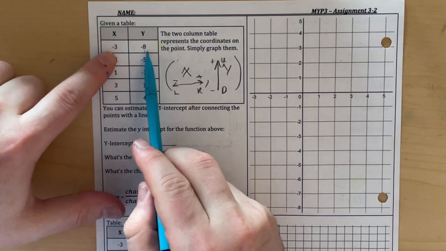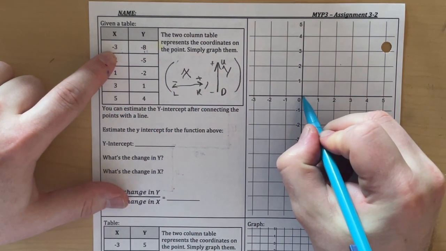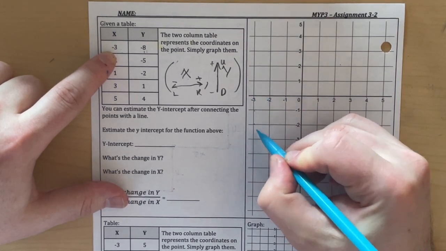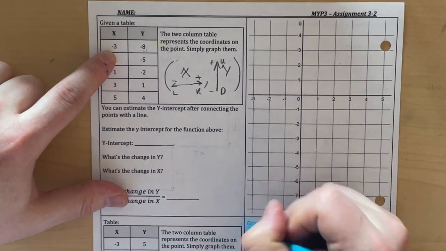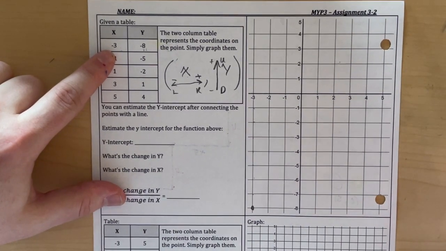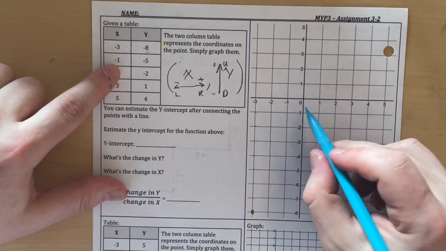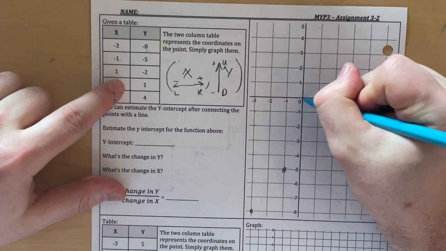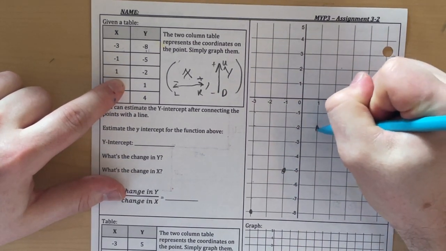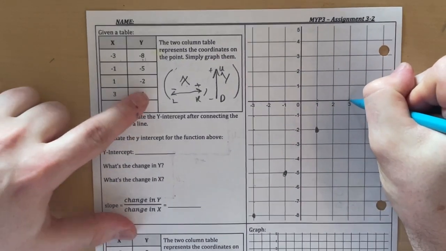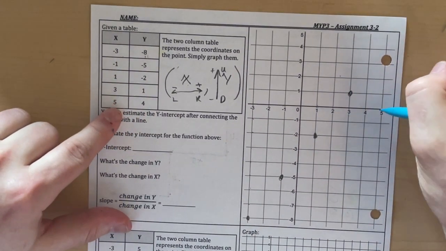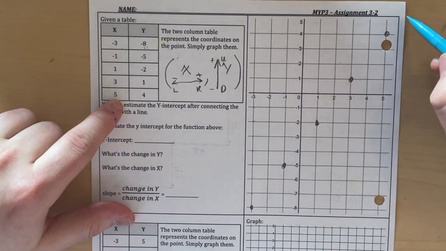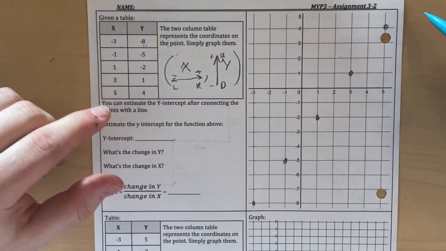So if I'm plotting the point negative 3, negative 8, again, always start at the origin 0, 0. I go 3 steps to the left, 1, 2, 3, and 8 steps down, 1, 2, 3, 4, 5, 6, 7, 8. So all the way in the bottom left corner is my point. Plot the next one, negative 1, negative 5. And then I have 1, negative 2. I have 3, 1, and 5, 4. And if you notice, those ordered pairs end up making a straight line.